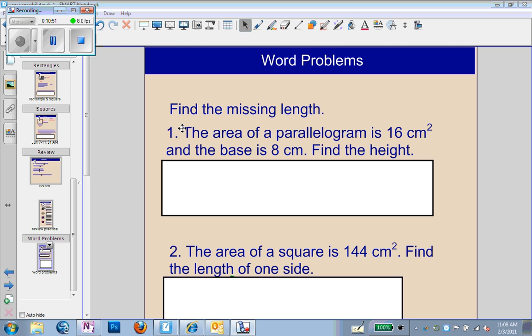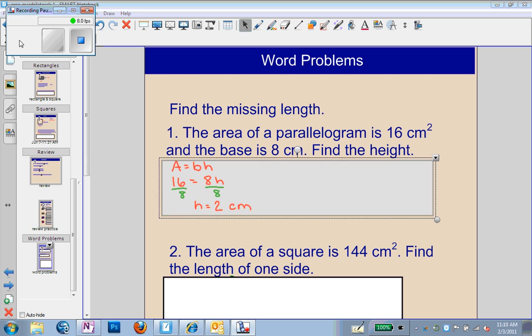For each of these word problems, you need to write down your formula, substitute what you know in the place of the variables, and then solve using equations. For number 1, I'm going to write the formula area equals base times height, since I'm working with a parallelogram. I'm going to substitute 16 in the place of A in my formula, since that's the area, and substitute 8 in the place of B, since that's my base.